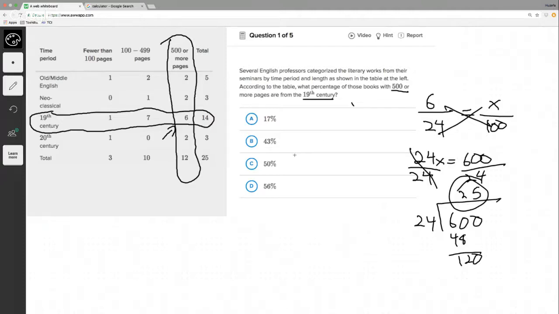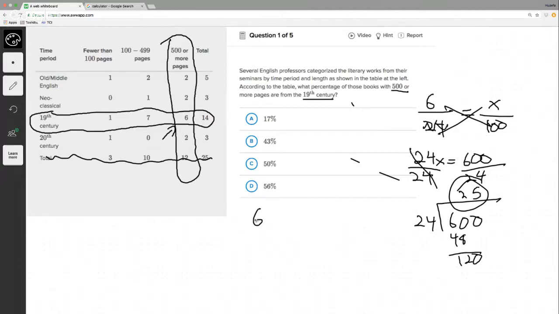So, oh, wait a minute. This answer's not up there, so I must have read this incorrectly. Let's try it again. Those books with 500 or more pages that are from the 19th century. Let me read it one more time. Oh, oops, I added the total in there. So it's only supposed to be 6 out of 12. You see this one? This shouldn't have been there. They could have put 25% in there and really tricked me, but they didn't. They were nice. So this is not accurate.